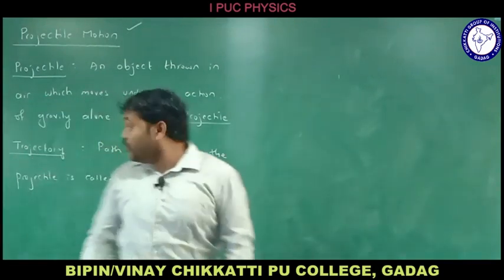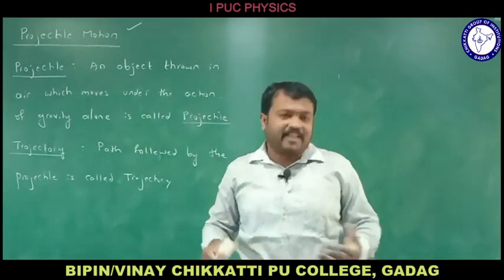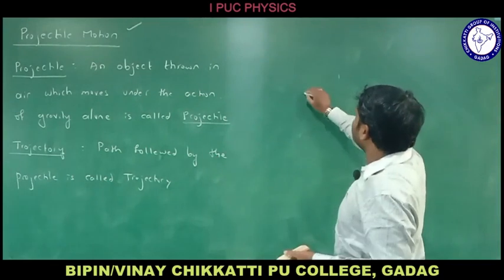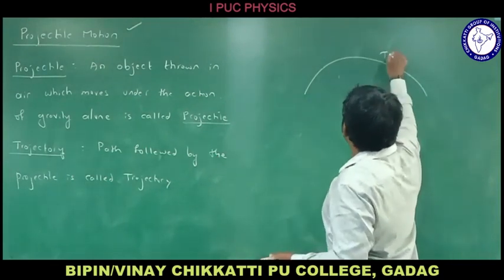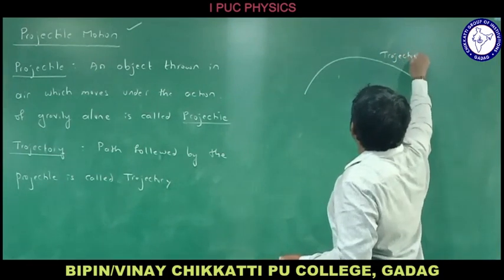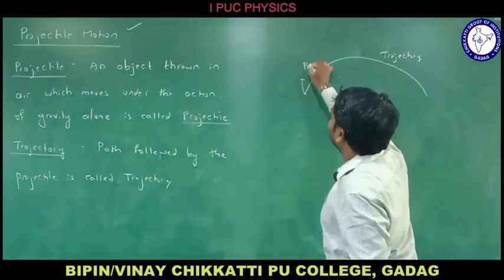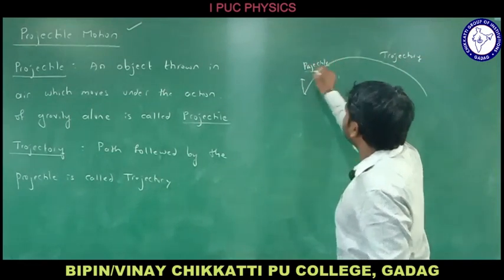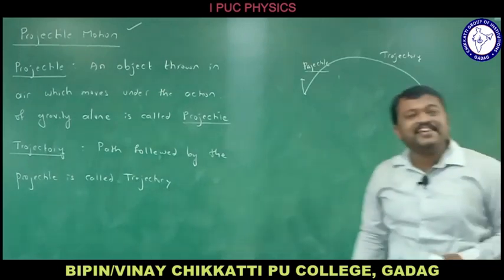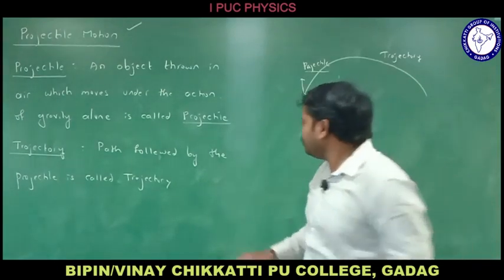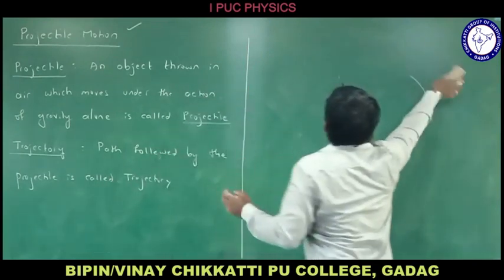This is a word that you need to understand. What is the meaning of trajectory? It is the path followed by the projectile. For example, if I'm throwing an object and it follows a path like this, that path is called the trajectory, and the object is called the projectile. So do remember these two words. These two are the words I'll be using again and again in this topic.